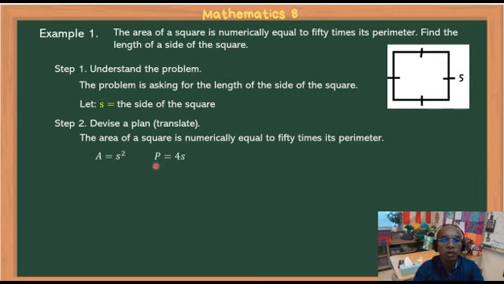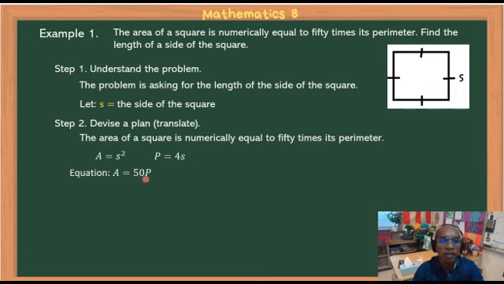We also know that the perimeter of the square is the total distance around this polygon. If this side is S, this is also S, S, S. How many S are here? There are 4. So we are adding 4 sides, and the perimeter of the square can be labeled as P is equal to 4 times S.